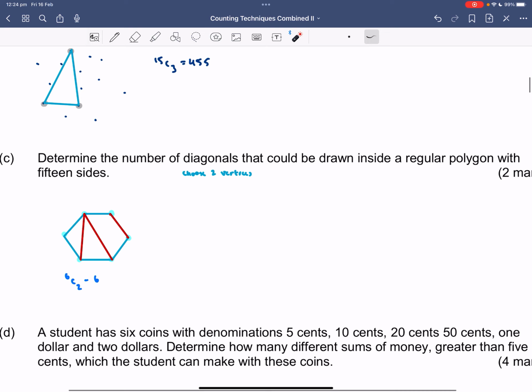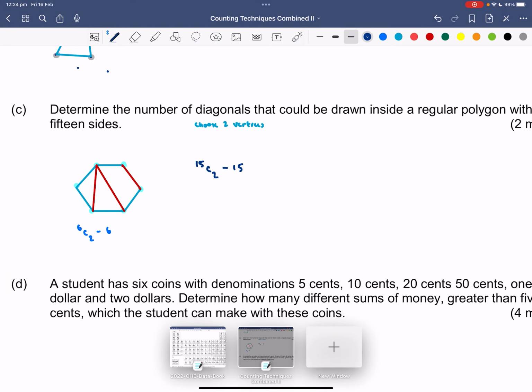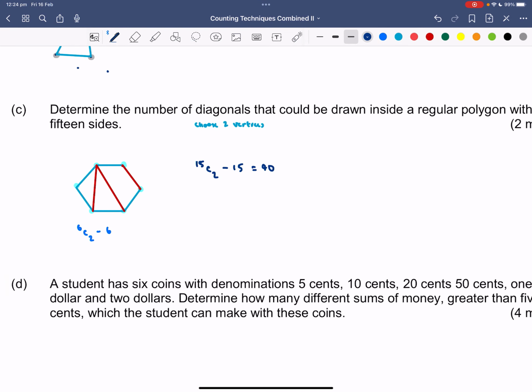What does the question actually have? We have a 15-sided shape. So we do the exact same thing. From the 15 vertices, we choose 2. That should create all the possible diagonals, except we have to minus away the side lengths. So we have to minus away 15. So 15 choose 2, minus 15, and that's all the possible diagonals that you can have, which is 90. 90 possible diagonals if we deleted all the sides.